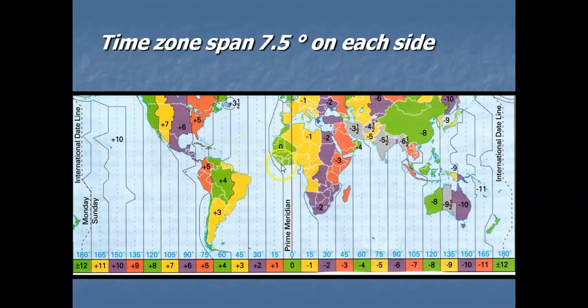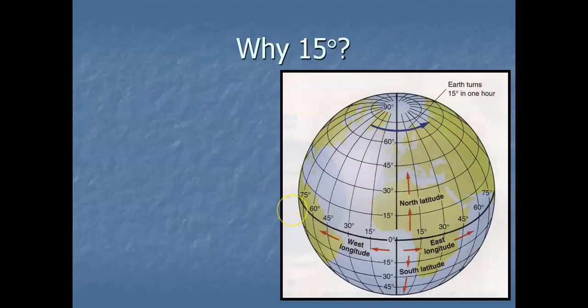Again, there are big offsets here. But we still wind up with 15 degrees as a range of time. 7.5 plus 7.5 still winds up being 1 hour. 15 degrees of longitude represents a 1 hour time zone. So anyways, why does a span of 15 degrees represent 1 hour of time?